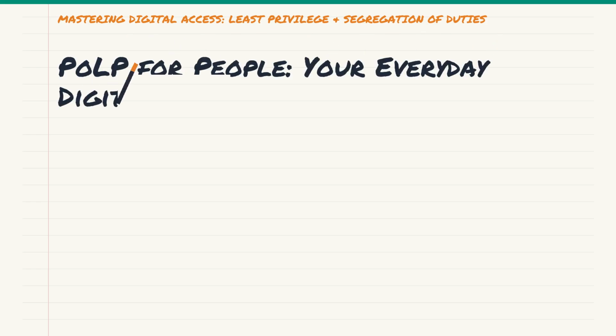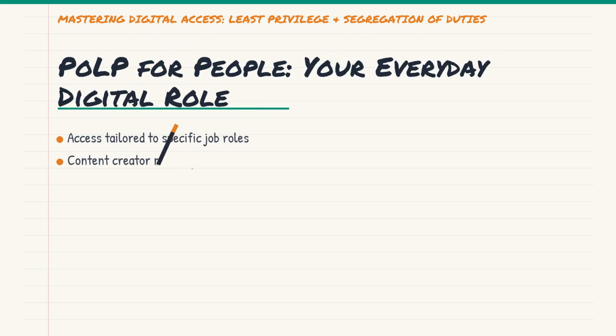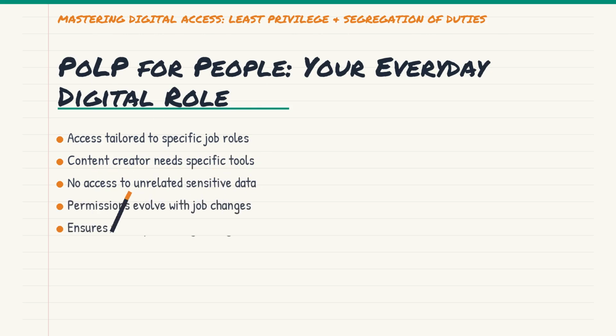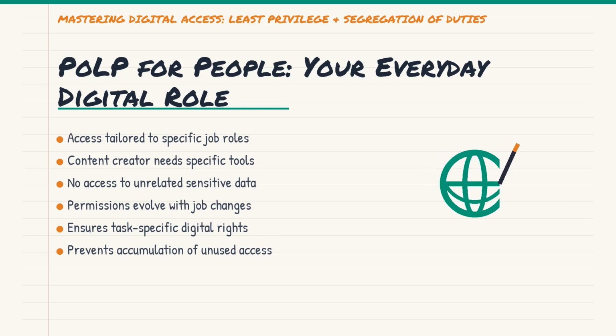Let's make this concrete. Say you are a content creator at a company. You probably need access to your editing software, the company's asset library, and perhaps a shared drive for collaboration. But do you need access to the servers, or the HR database, or the CEO's private files? Probably not. Under PoLP, your access would be carefully tailored to only what you need to create awesome content. If your role changes, your access should change too, getting updated to match your new responsibilities. It's a dynamic, not a static, thing.